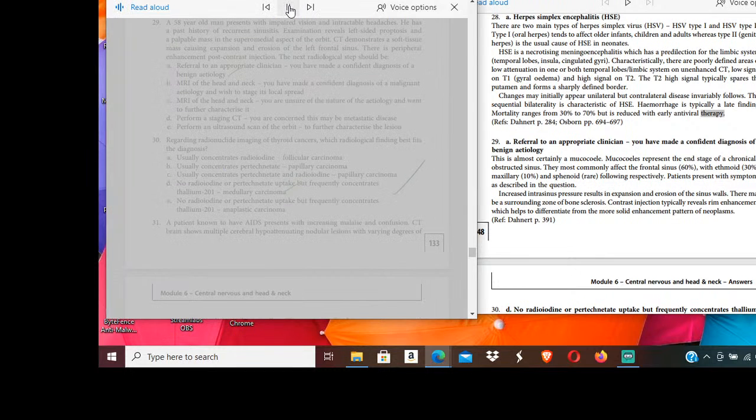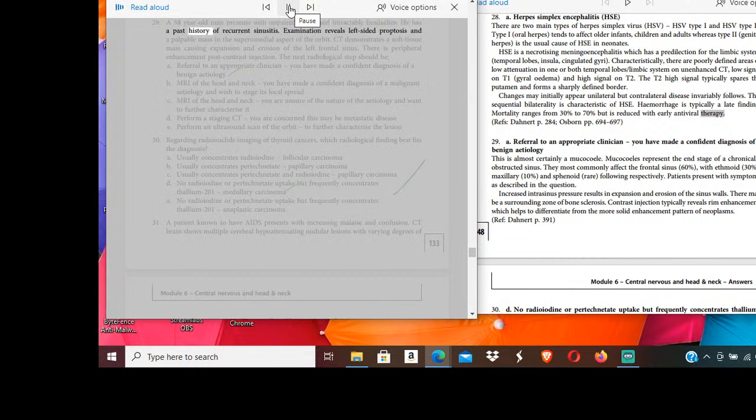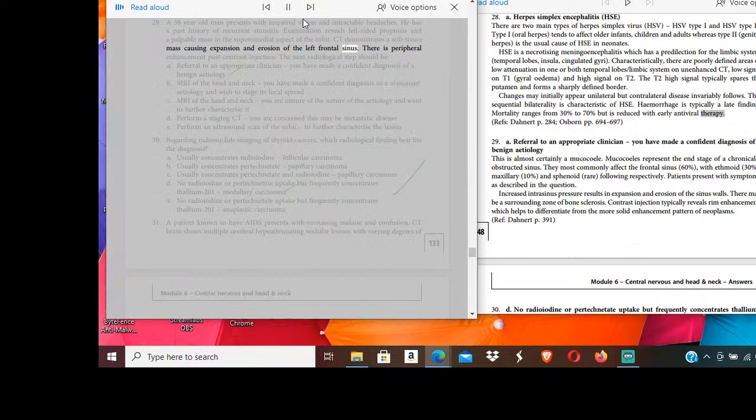(29) A 58-year-old man presents with impaired vision and intractable headaches. He has a past history of recurrent sinusitis. Examination reveals left-sided proptosis and a palpable mass in the supramedial aspect of the orbit. CT demonstrates a soft tissue mass causing expansion and erosion of the left frontal sinus. There is peripheral enhancement post-contrast injection.